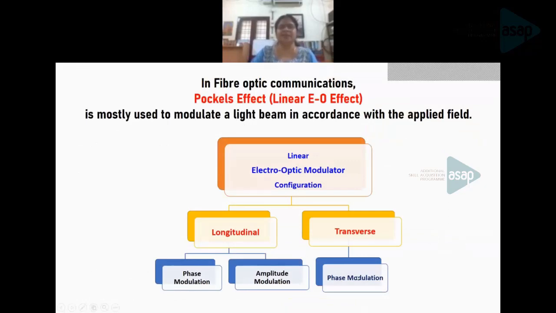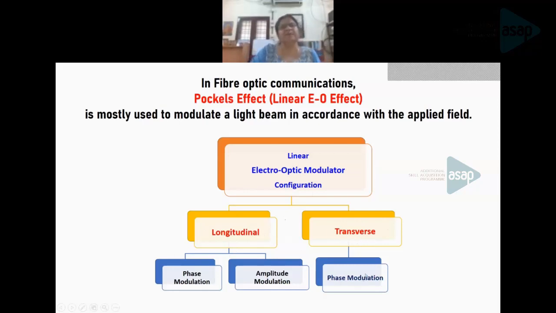Now, in fiber optic communication, the Pockels effect or linear electro-optic effect is most commonly used to modulate the signal in accordance with the applied electric field. As I told you earlier, the linear electro-optic modulator has two different modes of operation: longitudinal mode and transverse mode. The longitudinal mode of Pockels modulator can do phase modulation and amplitude modulation, whereas the transverse mode is mainly used for phase modulation.